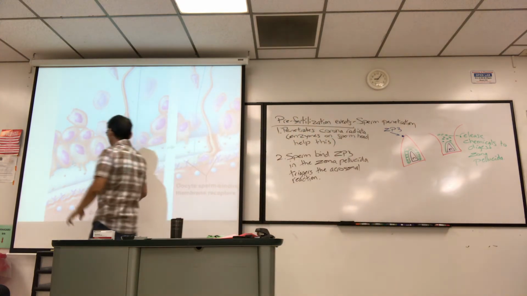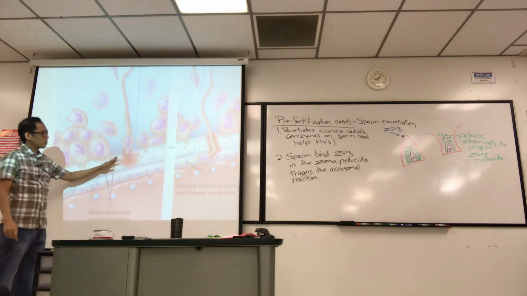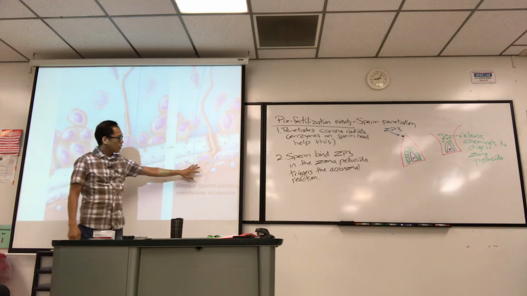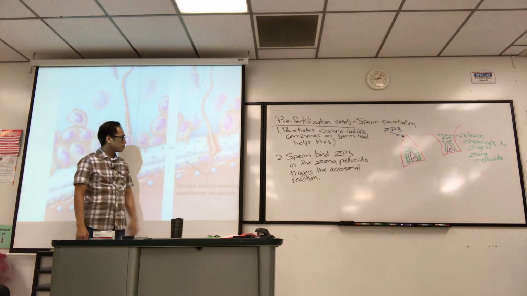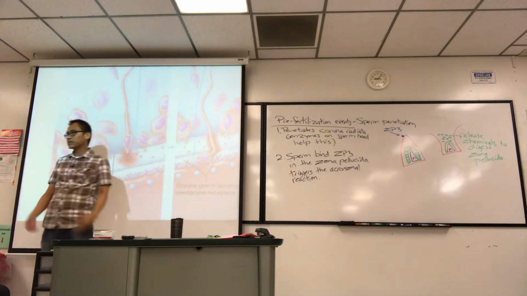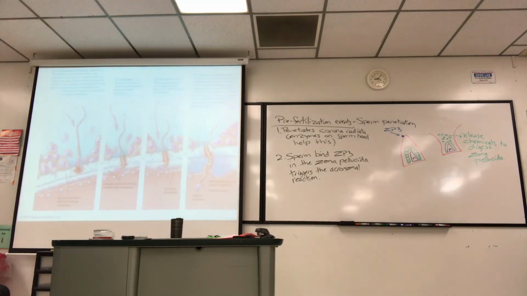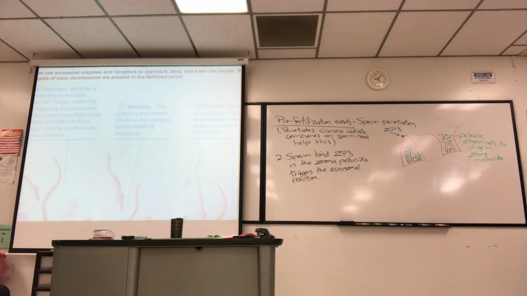So that's this frame here. That allows the sperm to penetrate all the way to the oocyte membrane, which has sperm binding receptors on it. That's the next step. So binding, step 3. The sperm's membrane binds to the oocyte's sperm binding receptors.